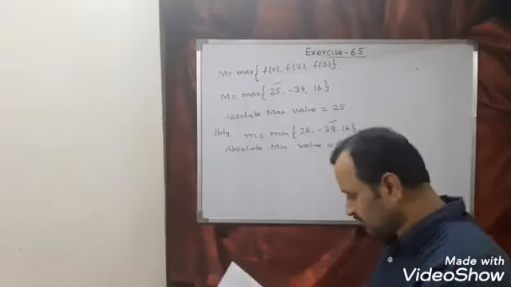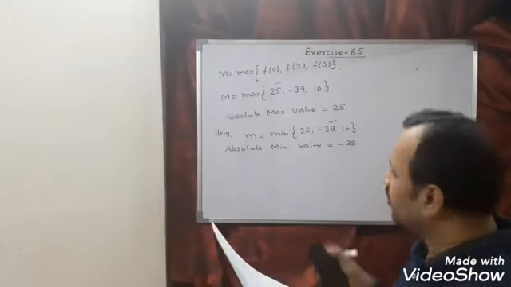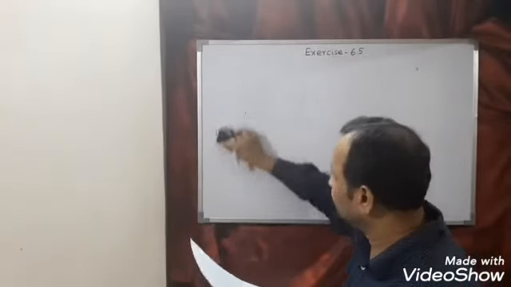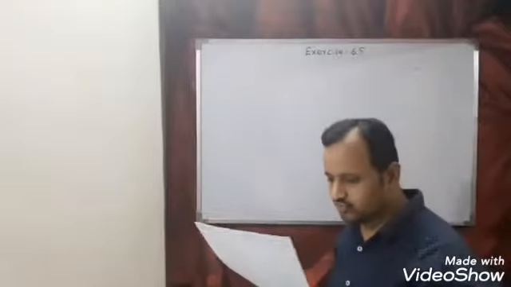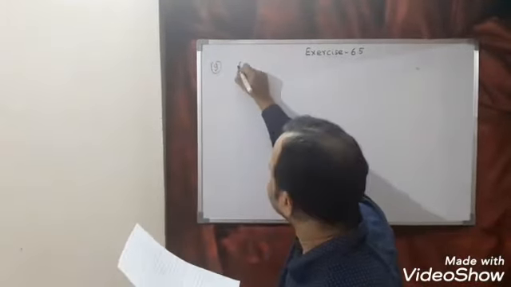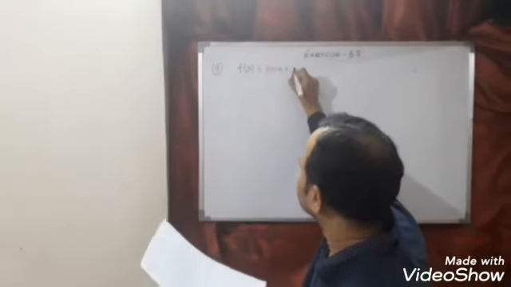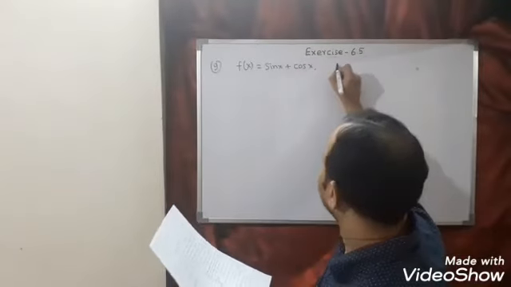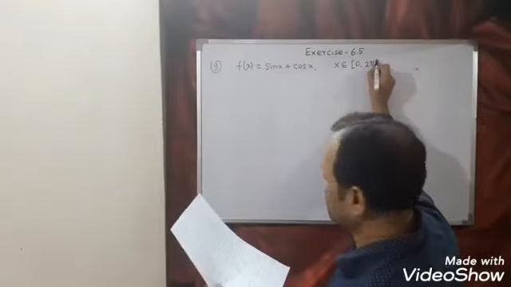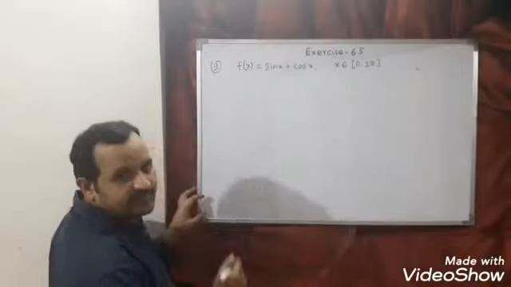This is question number 9 and the question is, what is the maximum value of the function sin x plus cos x when x lies between 0 to 2 pi? So f of x is equal to sin x plus cos x when x belongs to 0 to 2 pi. Find the maximum value. Now look here.